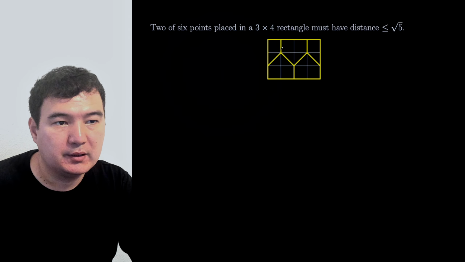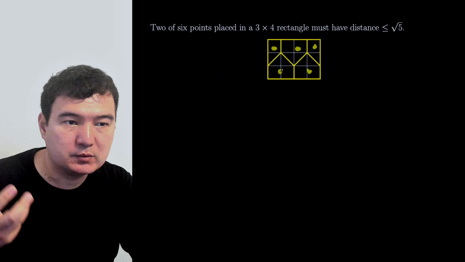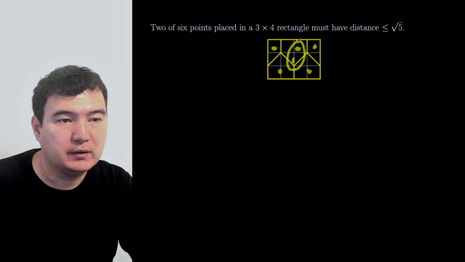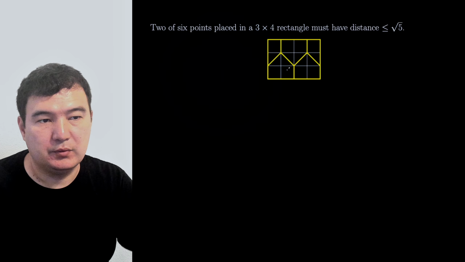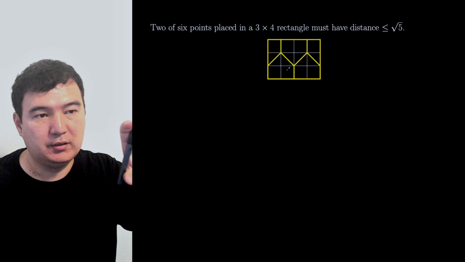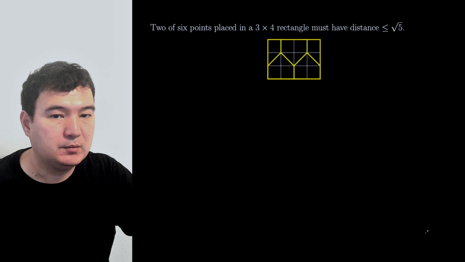If you just place 6 points, 1 here, 1 here, 1 here, 1 here, 5, then you will have to place the 6th one in one of these, for example here, and then this distance is going to be at most square root of 5. So this partition of the 3 by 4 rectangle into 5 pieces proves the statement of the problem.